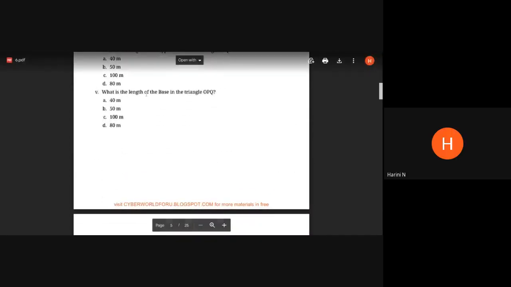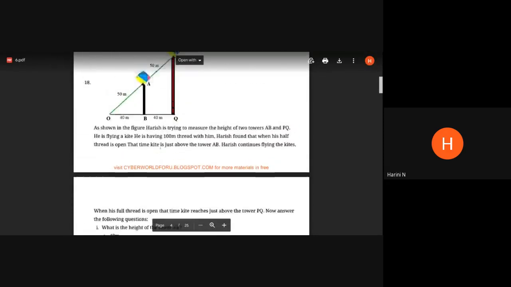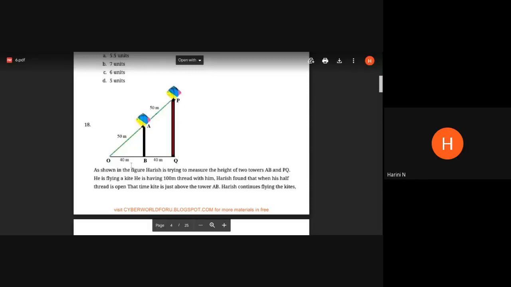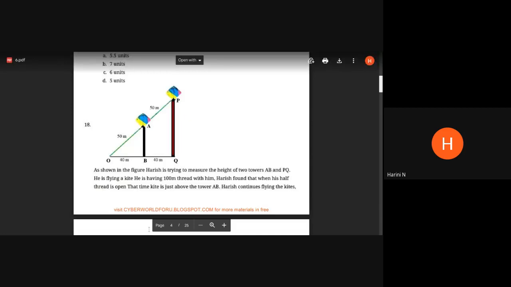Next, the last one. What is the length of the base of triangle OPQ? 80 meters. It will be 40 plus 40, which is 80. Did you see how easy it is to get the marks here? That's why I'm worried. In the case study, we cannot afford to lose any mark at all.